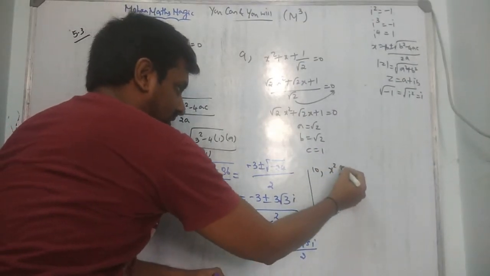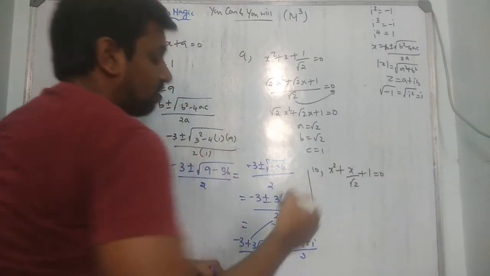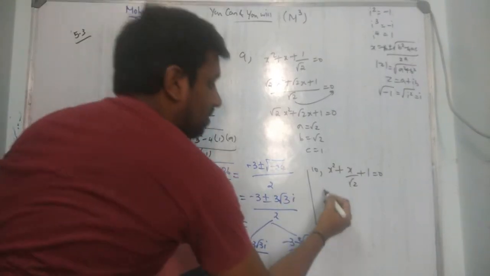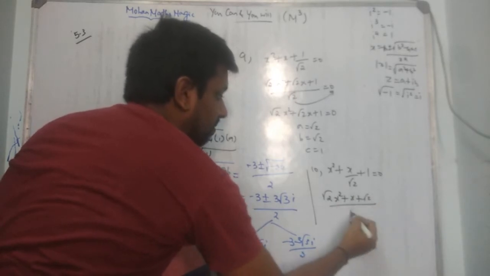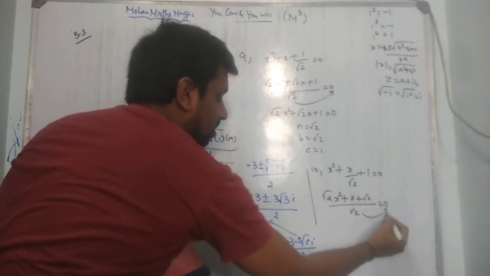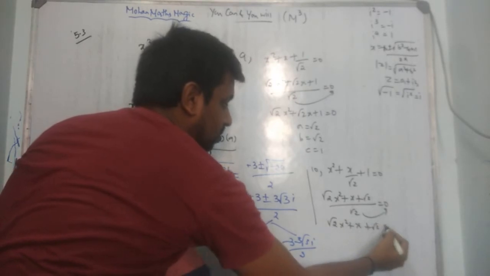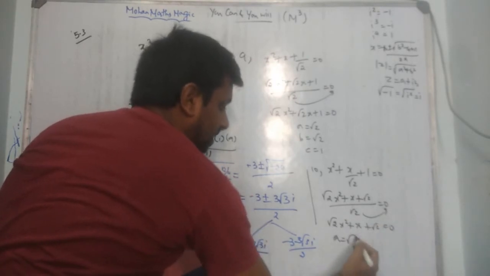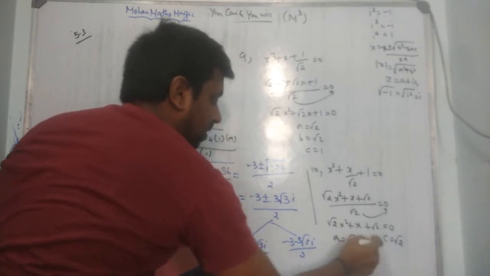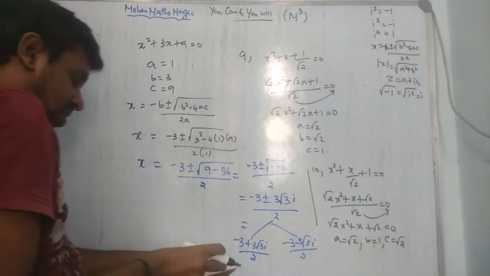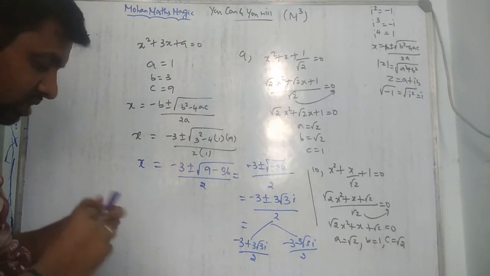10th sum is x square plus x upon root 2 plus 1 equal to 0. So now again normal LCM, that is root 2x square plus x plus root 2 upon root 2 equal to 0. Cross multiply. So root 2x square plus x plus root 2 equal to 0. So a value root 2, b value 1, c value root 2. That's a coefficient. So remaining all the sums you can do on your own. Example number 9, 10, 11 are same method.